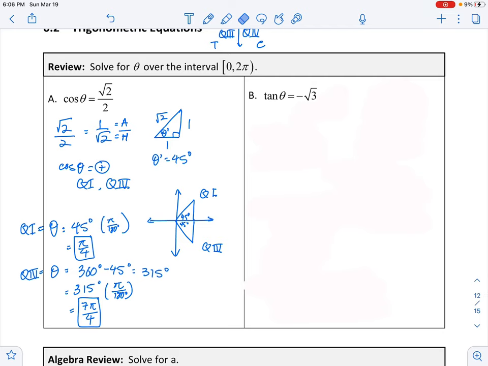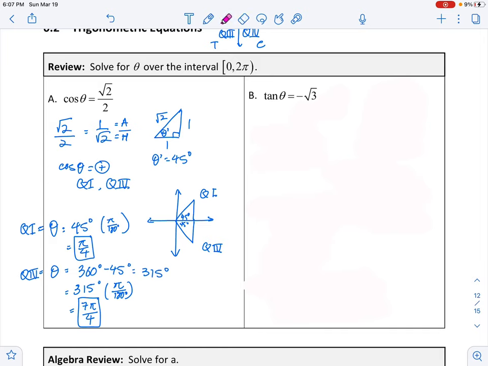45. And I need to change it to radians because in the question, it did tell me to put it in an interval from 0 to 2 pi. Therefore, I know that the units that I want to put my answer in should be in radians as well. So 45 degrees in radian is pi over 4. And for quadrant 4, I do 360 minus 45 degrees equals 315, giving me a radian value of 7 pi over 4.